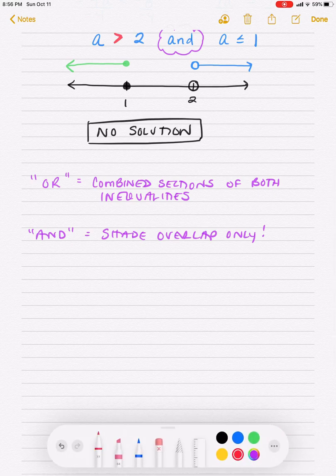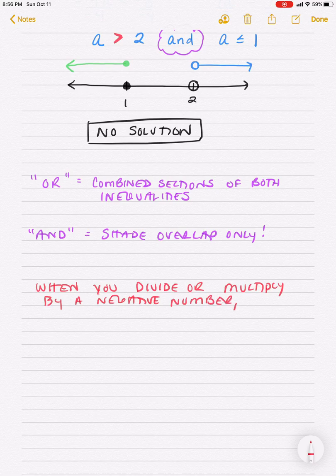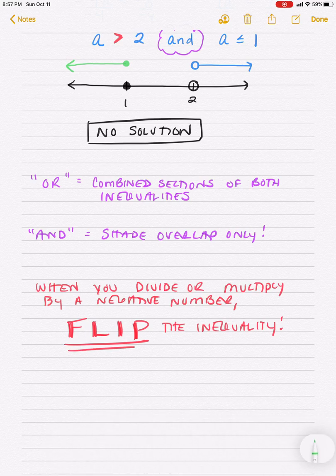And the other important thing that I want to write down before we finish is when you divide or multiply by a negative number, you need to flip. We're going to make this kind of emphasized here. You need to flip the inequality. And that just comes from paying attention, and that just comes from practice, okay? So those are the big bullet points: how to graph an or, how to graph an and, and that reminder about when to flip the inequality, okay?